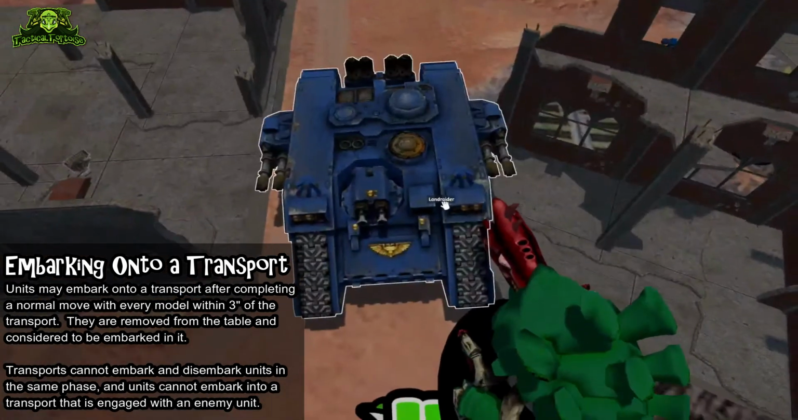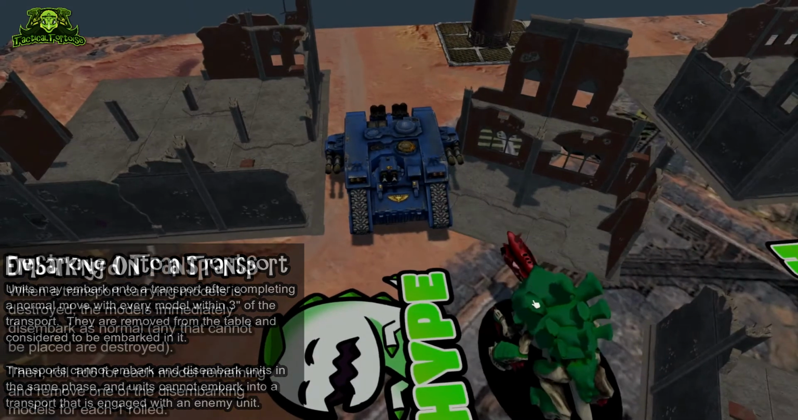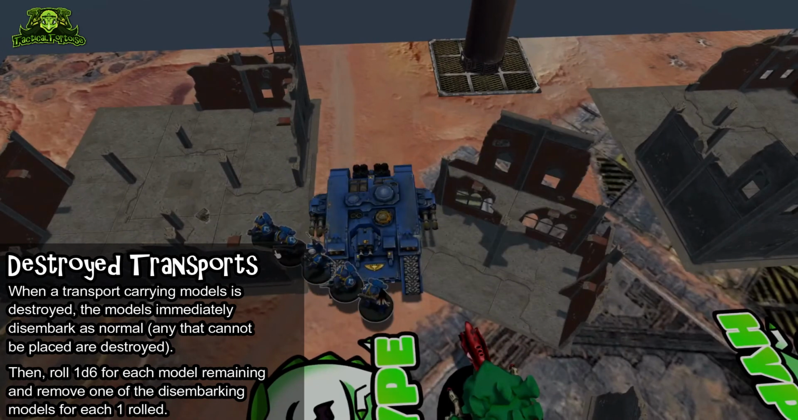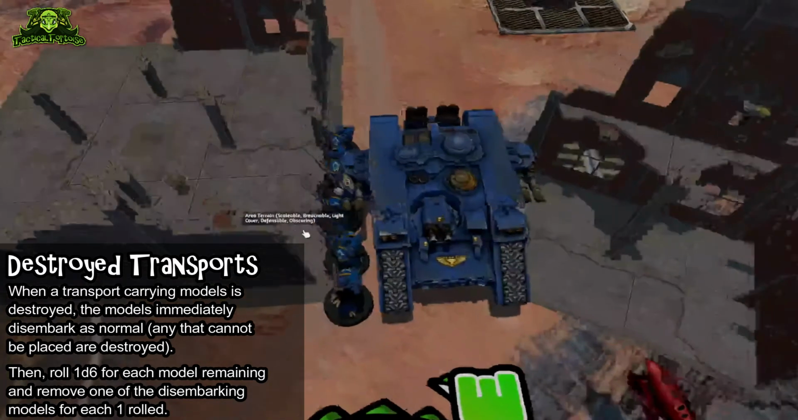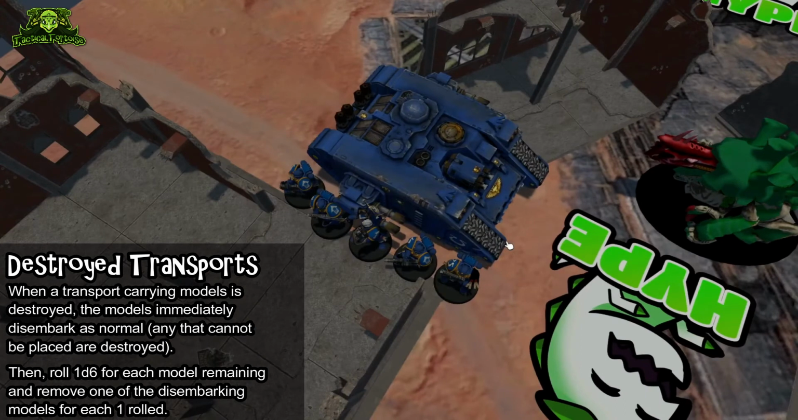Now, with the unit off the table, what happens if the transport itself gets destroyed? Well, when the transport's destroyed, before it's removed from the table, all of the models that were embarked with it will immediately disembark. Any models that can't disembark, anytime they're placed on the table, and they can't be placed within coherency and outside of an inch of any enemy models, are counted as destroyed.